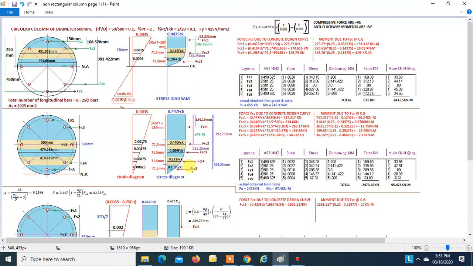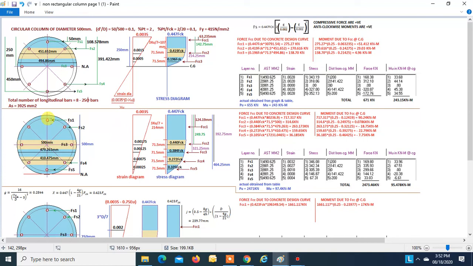Similarly, FCC5, this is the stress 0.105, and this is our segment. So 0.105 FCK into area of this segment will give you the force. Now CG is known, we are assuming it to act at the CG. So FCC5 turns out to be 7.75 kilonewton. This is minus. This is also a clockwise moment, so it is minus. So this is how we got the five forces due to the concrete design stress diagram.